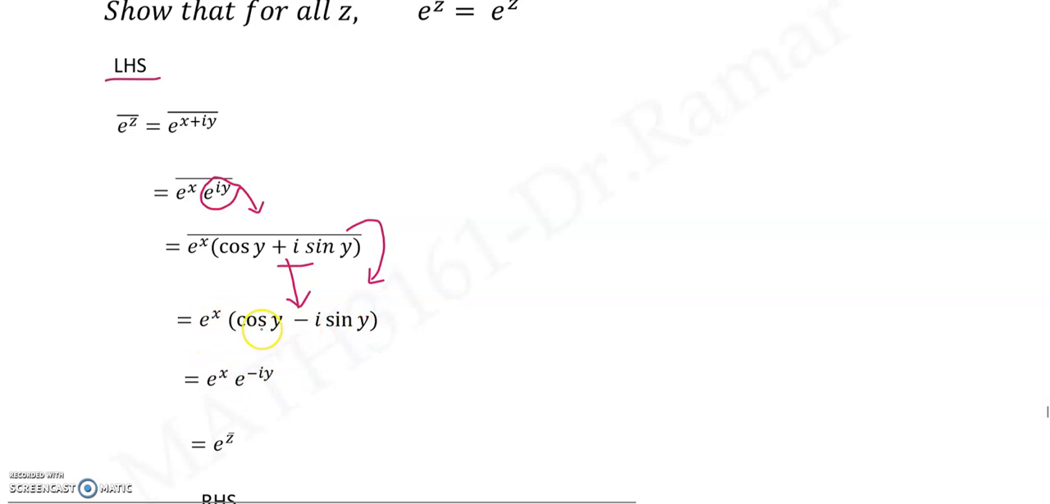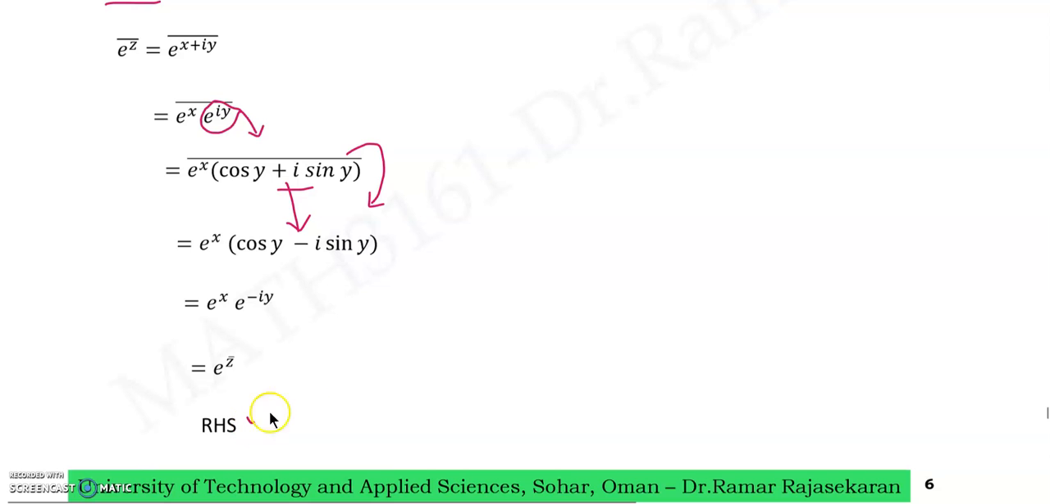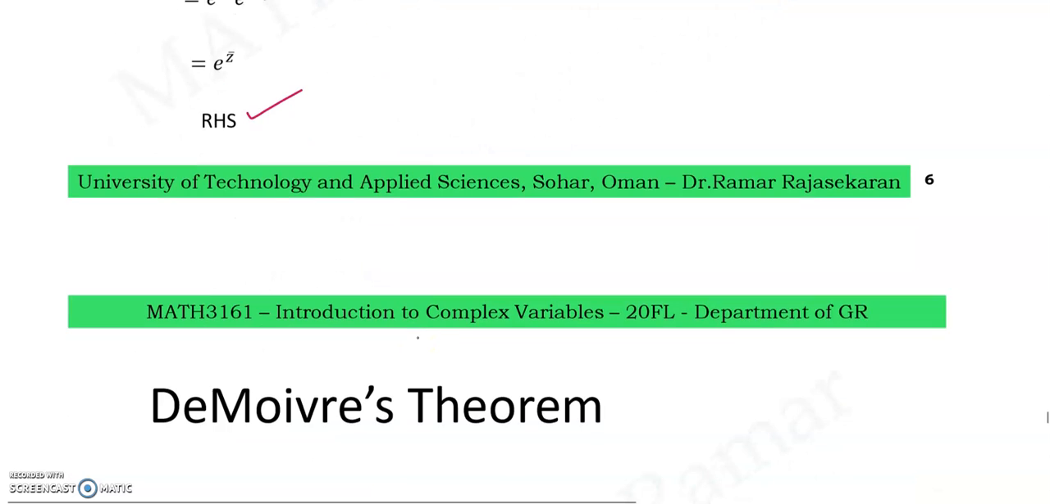Now cosine y minus i sin y is nothing but e power minus iy. So I can write e power x times e power minus iy. You combine these two, and you will get e power z bar, because z is x plus iy and z bar is x minus iy. So that is equal to e to the power z bar. That is your right side. So we have proved this.